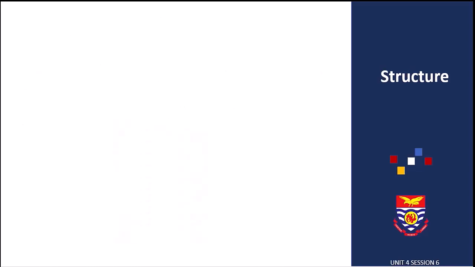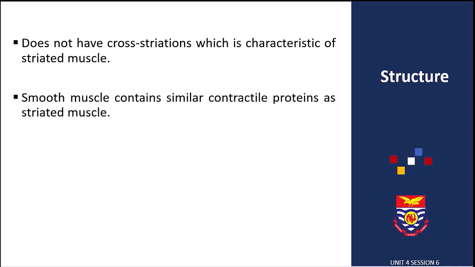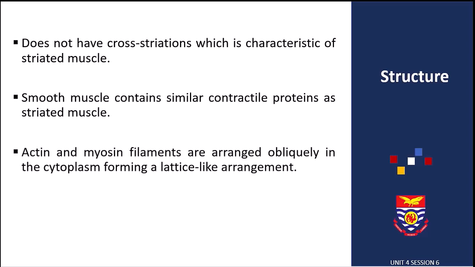Smooth muscles are sometimes referred to as plain muscles in that they do not have cross striations, which is a characteristic of striated muscles. Even though they do not have cross striations, they contain similar contractile proteins as striated muscles. These contractile proteins are actin and myosin filaments, which are arranged obliquely in the cytoplasm, forming a lattice-like arrangement.